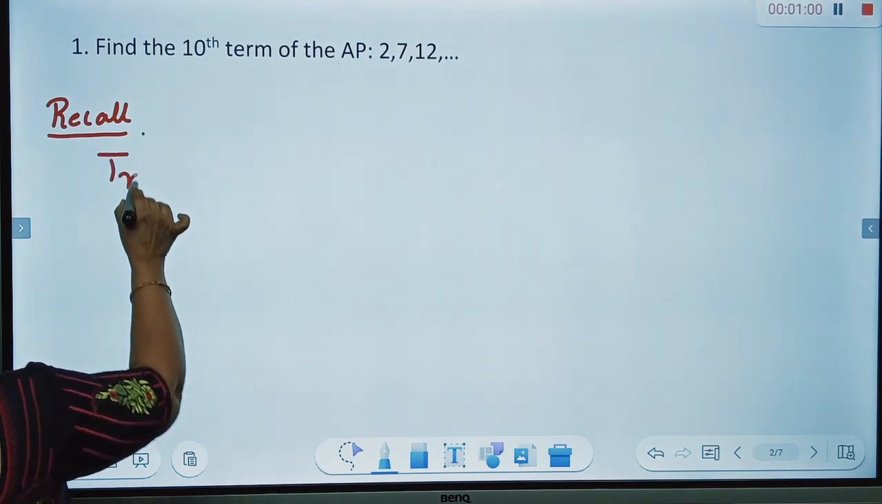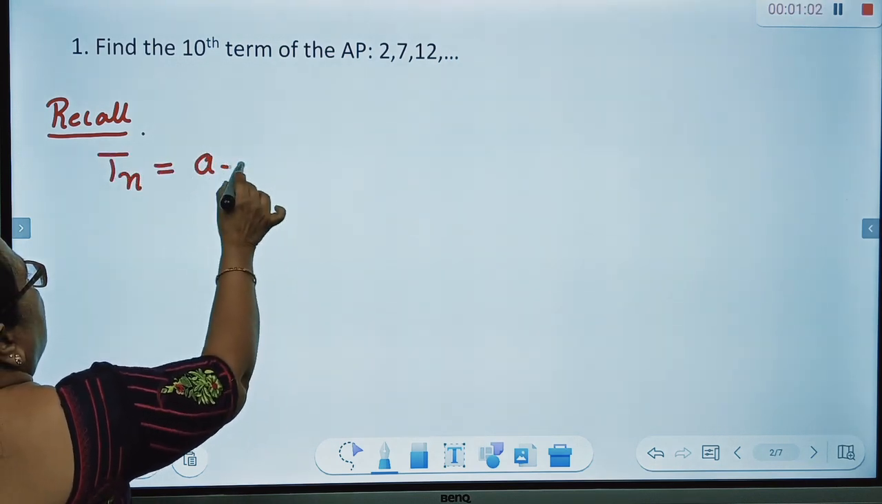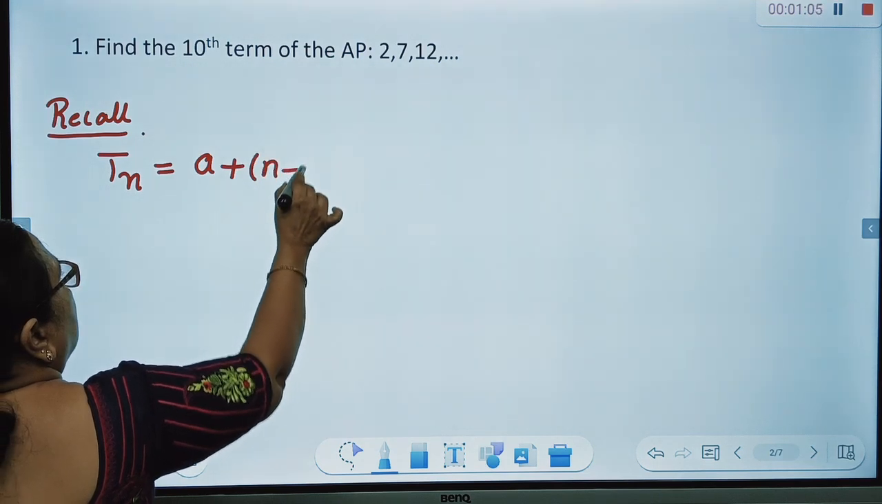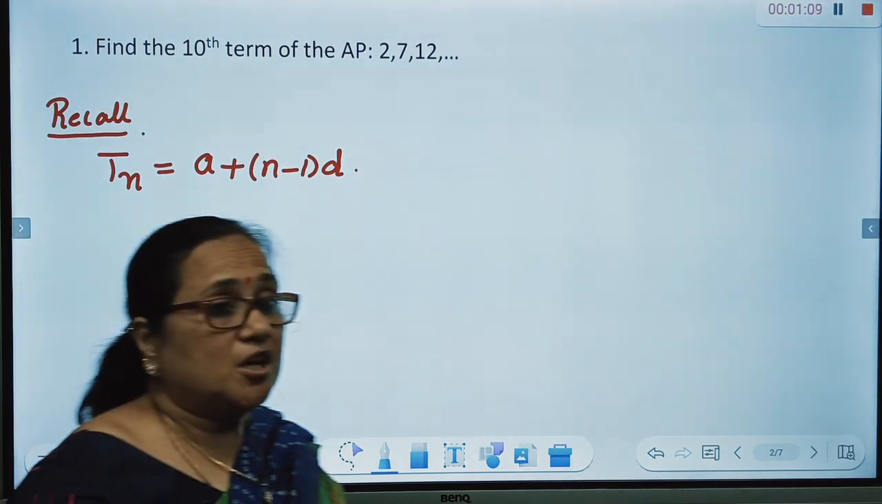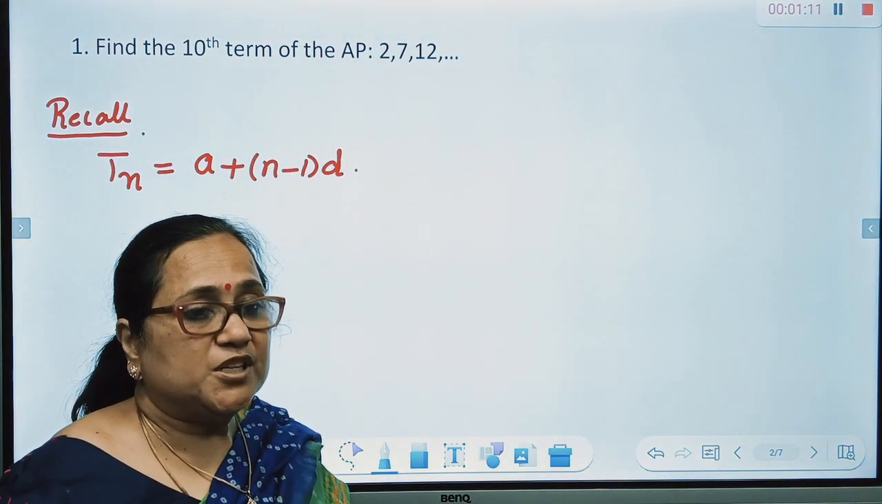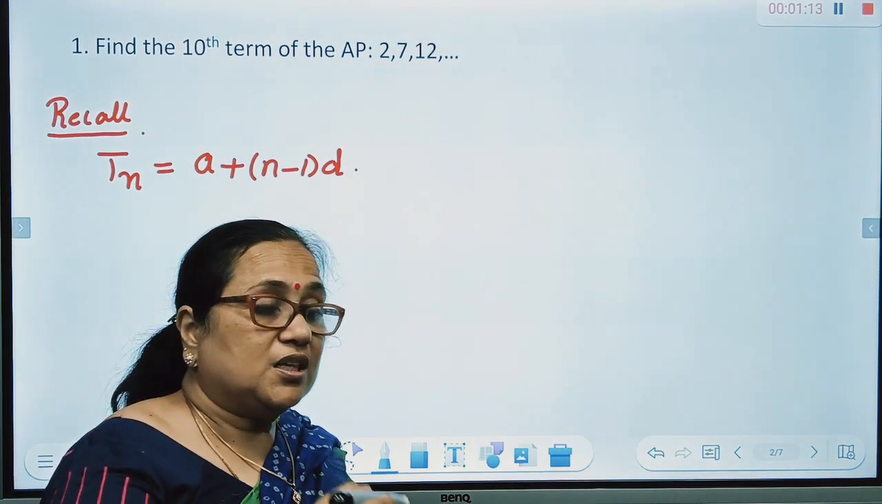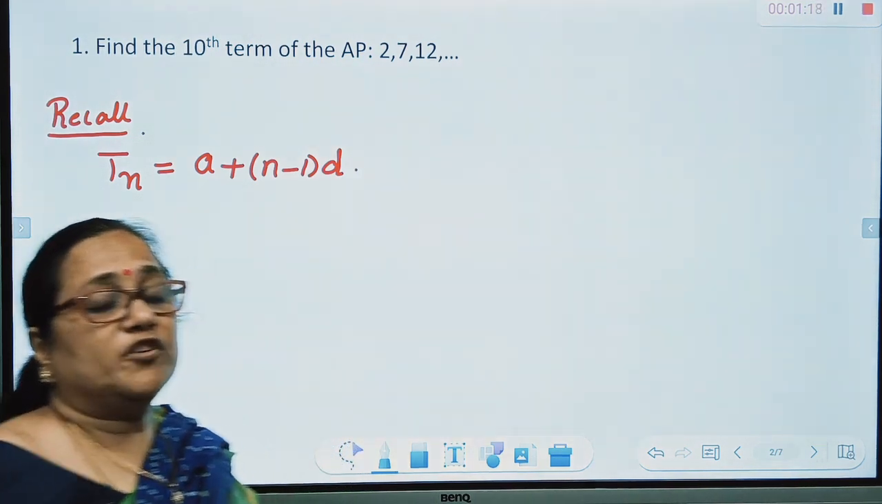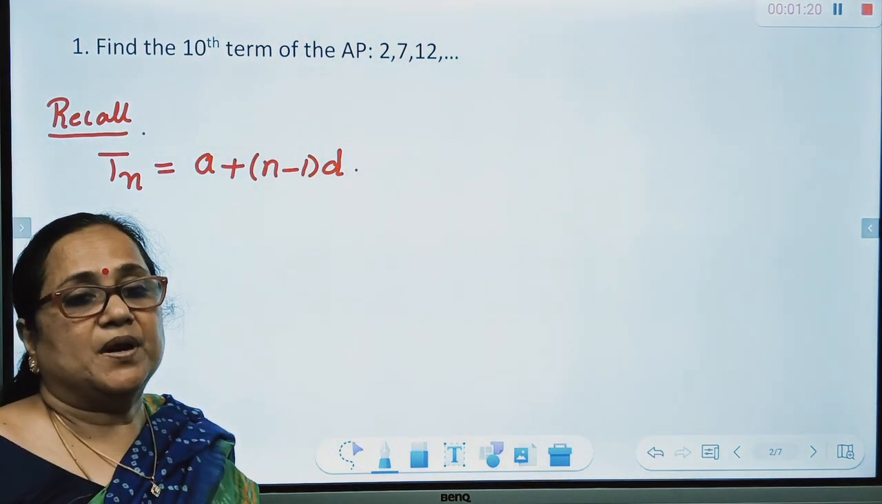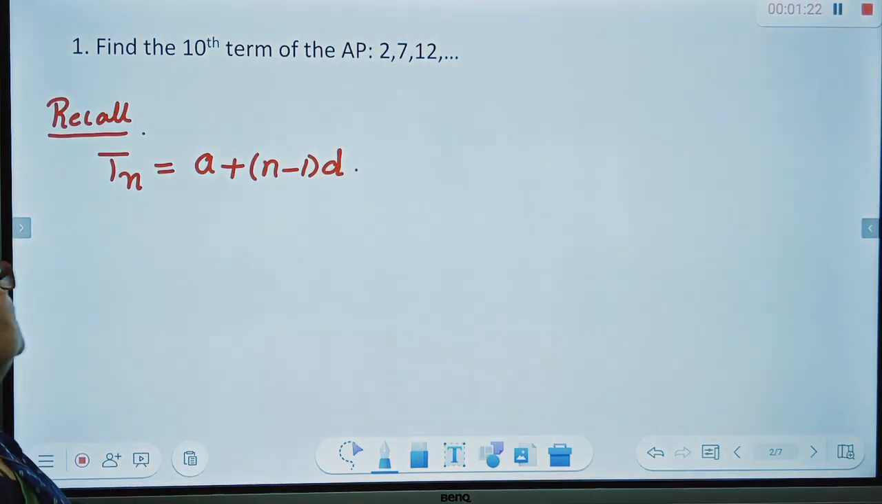The nth term of an AP is given by a plus n minus 1 into d. We saw that the second term is a plus d, then a plus 2d, etc. So for the third term it is a plus 2d, for the fourth term it is a plus 3d. So for the nth term it will be a plus n minus 1 into d.